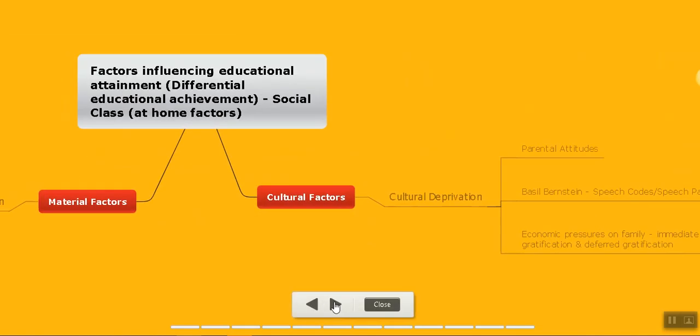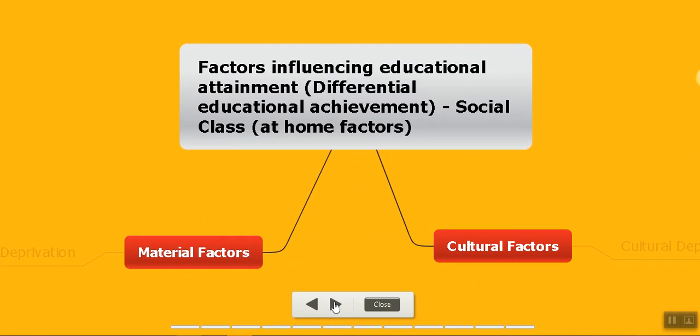Okay. So thus, these were mainly the home factors which influence educational attainment for different social classes. For our next video, we will be focusing on school factors which influence differential educational attainment in terms of social class. After this video, I will also be posting an exam question with regard to whatever we have covered for factors influencing educational attainment, more precisely on social class, and I expect you to be working the question as homework and to be posting it on the group or on my personal mail.